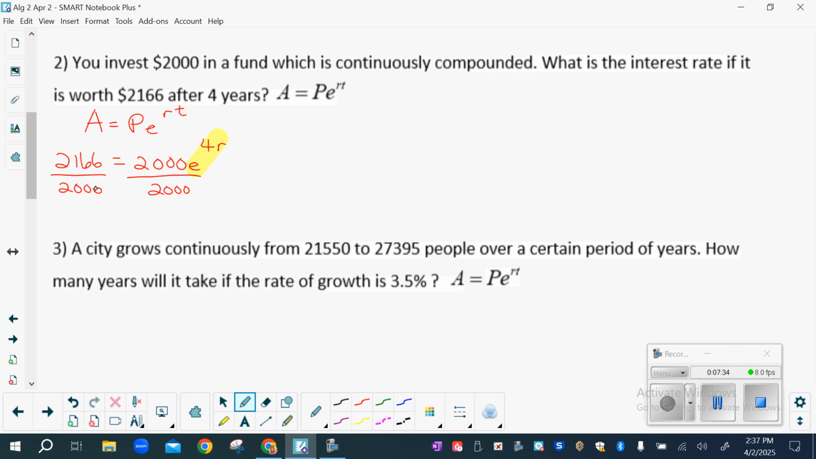So this gives us a number that ends, that doesn't go on forever on our calculator. So I'm going to put the 1.083 here. If it doesn't, I would leave it as the fraction. So now, same group here. What would we do next to solve this?